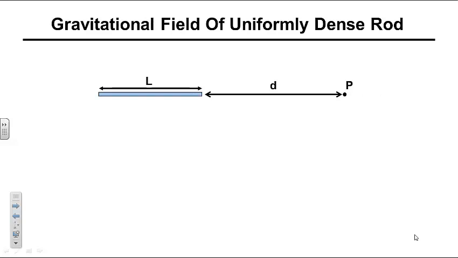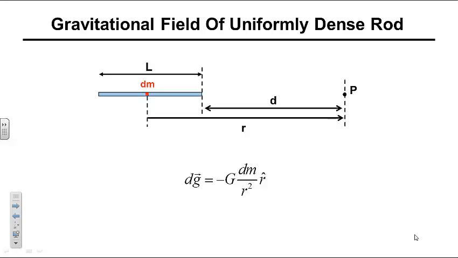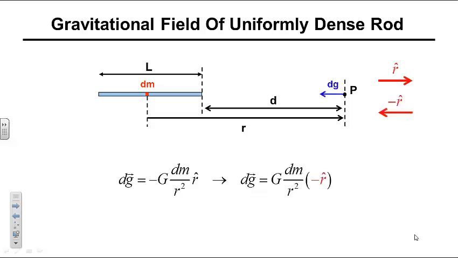of the rod. We can model this rod as a combination of infinitesimal bits of mass that we model as point particles. The mass of each of these point particles is denoted by dm. The infinitesimal gravitational field of each point particle is found using the equation for the gravitational field of a point particle. The gravitational field of each point particle points in the negative r hat direction for that point particle. Thus, the net gravitational field of the rod at position P points toward the rod.